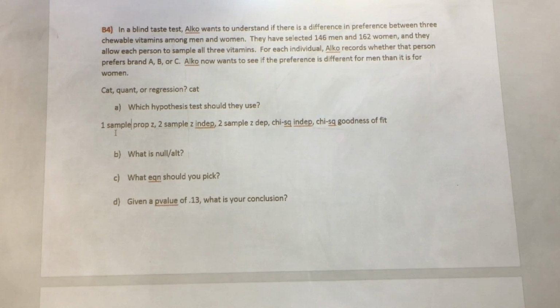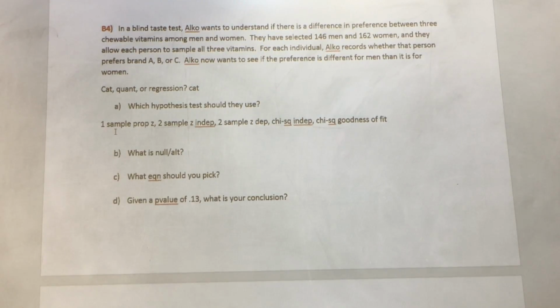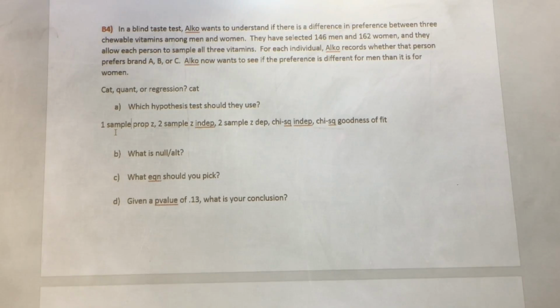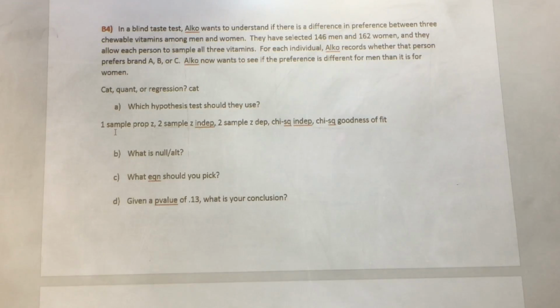Okay, so should we go with those two choices? Who says 2 sample Z independent? 1, 2, 3, 4, 5, 6. Who says chi-square independent? 1, 2, 3, 4, 5, 6, 7, 8, 9, 10, 11. Who voted twice? Who did not vote? You got it wrong. Okay. All right. Majority wins. We'll go with the chi-square independence test.